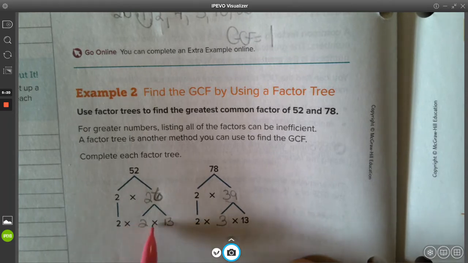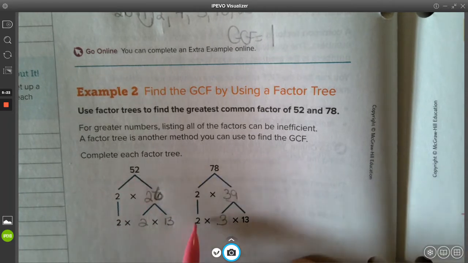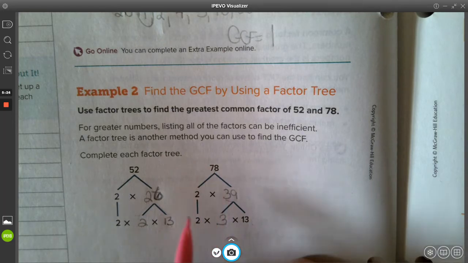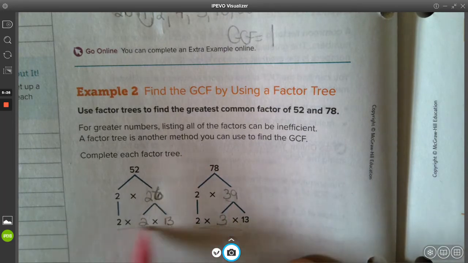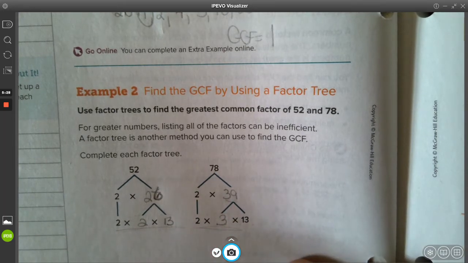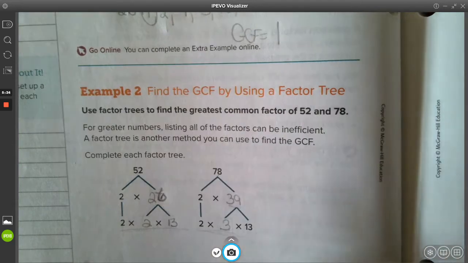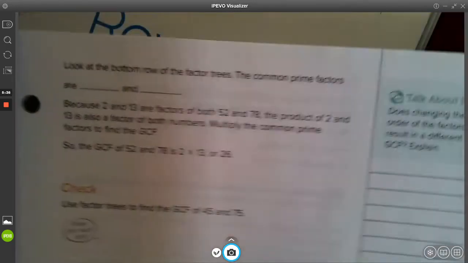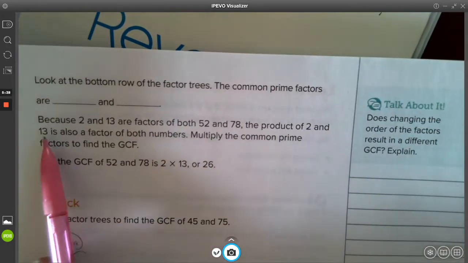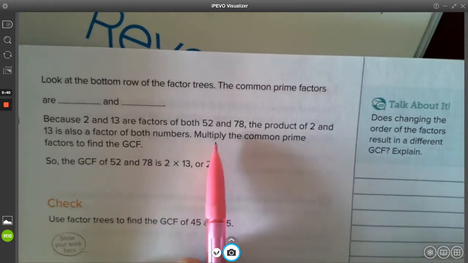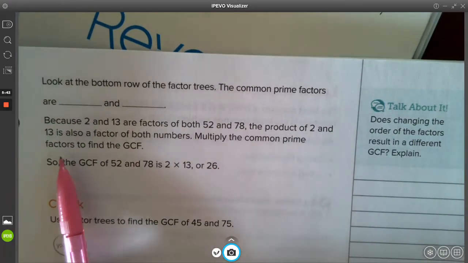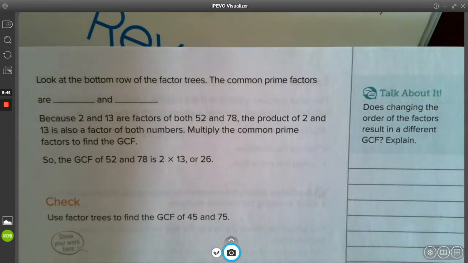2 times 2 times 13 would equal 52. 2 times 3 times 13 would equal 78. We get all the way down to the prime number. Now, because 2 and 13 are factors of both 52 and 78, the product of 2 and 13 is also a factor of both numbers. So we multiply the common prime factors to find the GCF.